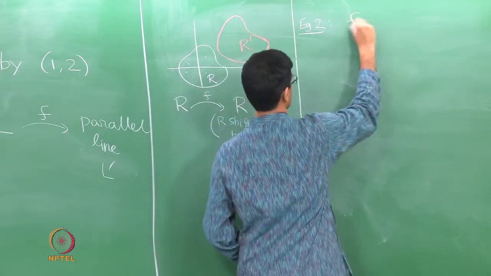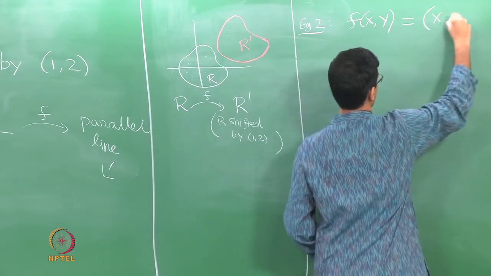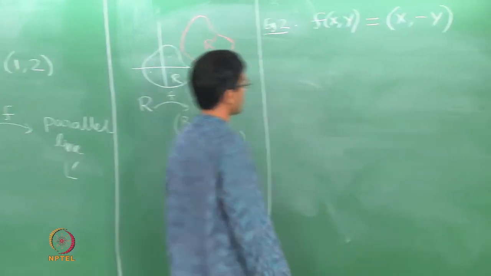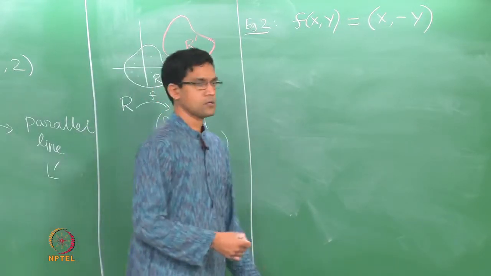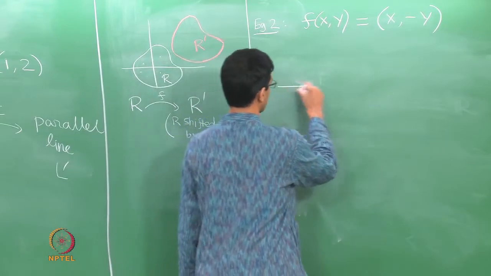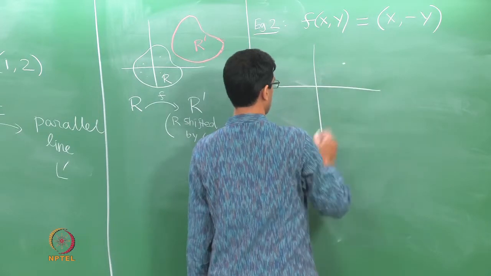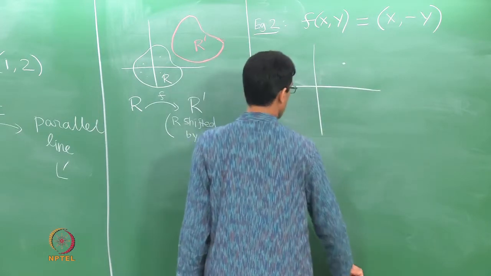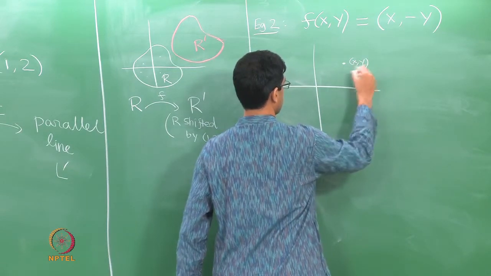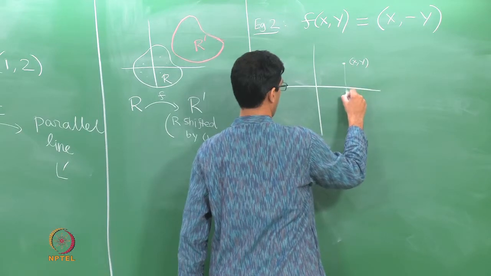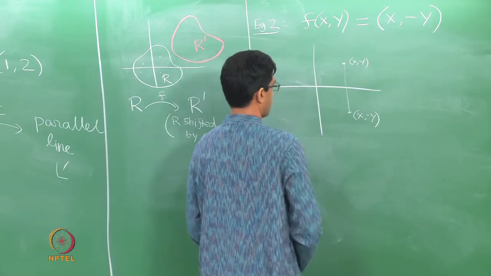If I have a function defined as follows: f of x comma y equals x comma minus y. Okay. So again, first let's try and understand what this function does to points. So if I have a point x comma y on the plane, what this function does is, well, it keeps the x coordinate the same, but maps it to the point x comma minus y.